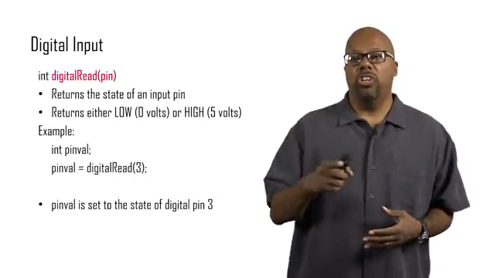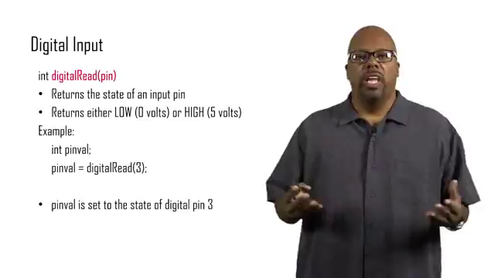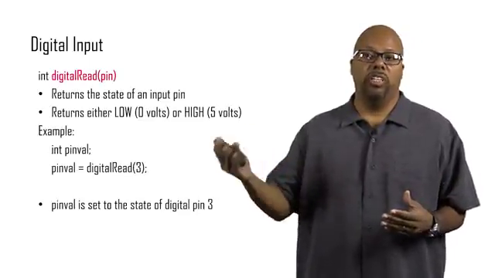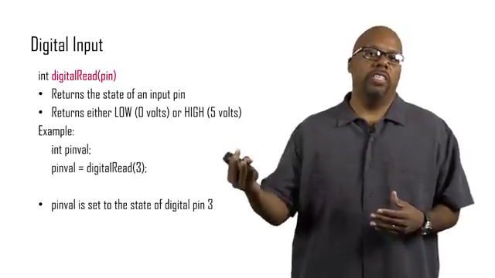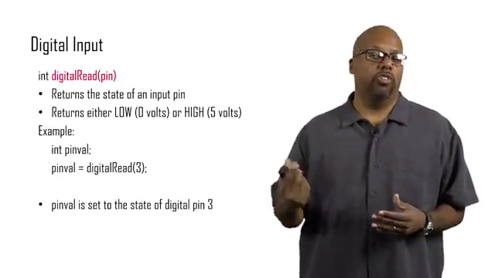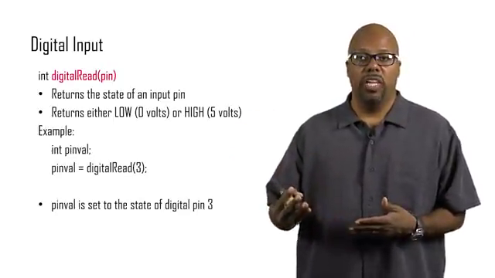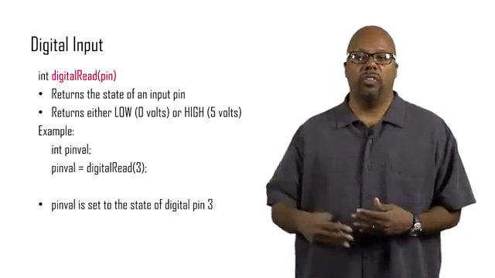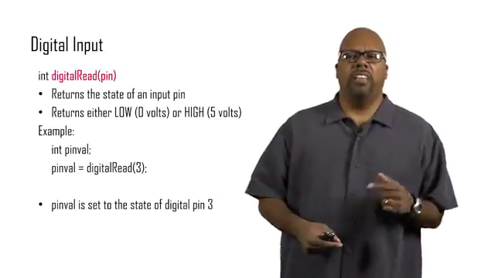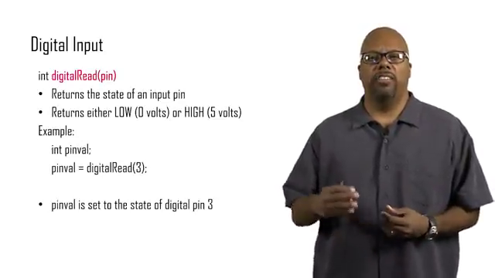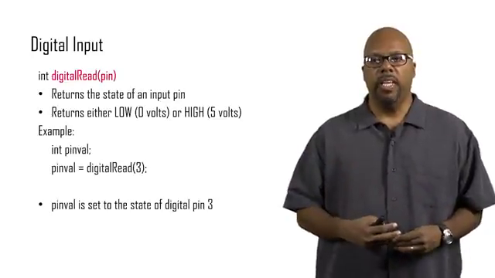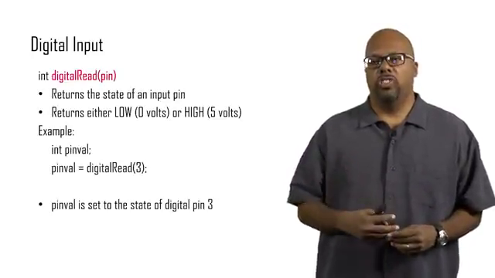Now note that it returns an int. If you look at the example, I create an int pinVal. I say pinVal equals digitalRead(3). What that does is it reads the state of pin 3, assumes it's either 0 volts or 5 volts, and returns LOW if it's 0 volts, HIGH if it's 5 volts. Now notice that pinVal is an int, so you can interpret that as a 0 and a 1: 0 meaning LOW, 1 meaning HIGH. So that's what this function is for.